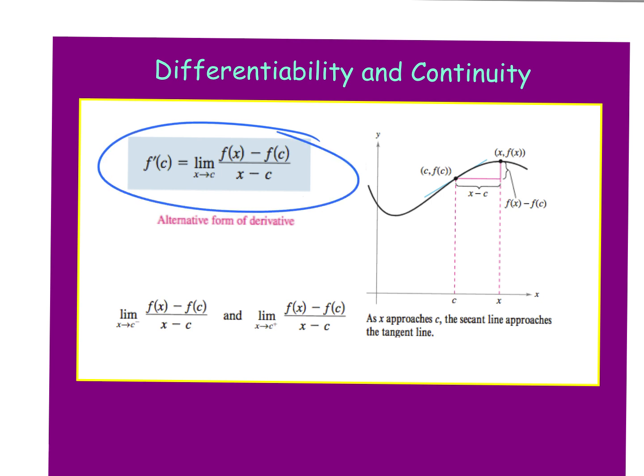It's still like y2 minus y1 over x2 minus x1. However, this one comes into play sometimes. Instead of doing a limit as delta x approaches 0, this is a limit as x approaches c. It approaches a number. And then it's just f of x, the function, minus f evaluated at that number, over x minus c. And so this is an alternate form of a derivative.